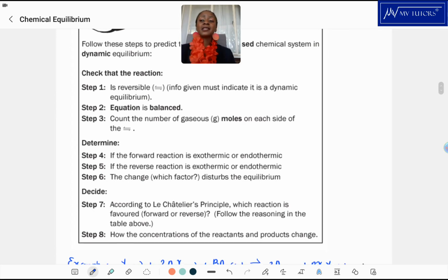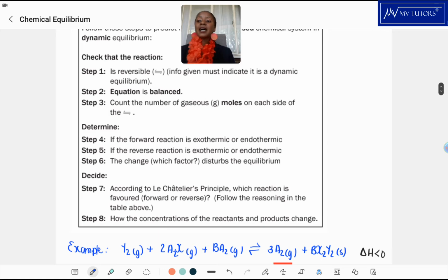Okay, and then step number 7, decide, according to Le Chatelier's principle, which reaction is favored. Firstly, you decide which is favored. Is it the forward that is favored, or is it the reverse that is favored? And then lastly, how the concentrations of the reactants and products change. So if it's forward, what would the change be, and so forth. So basically those are the steps.